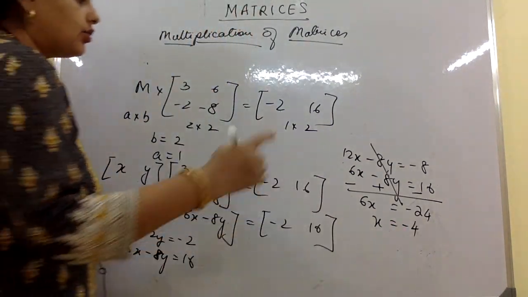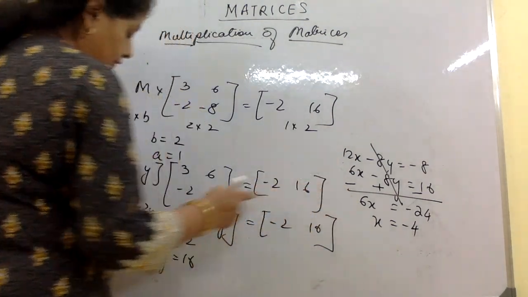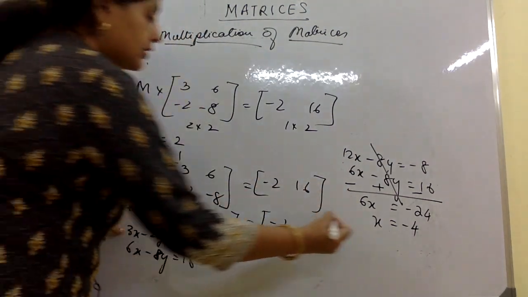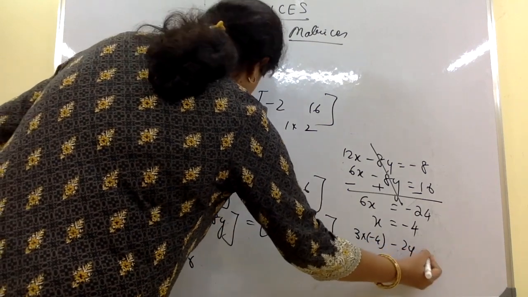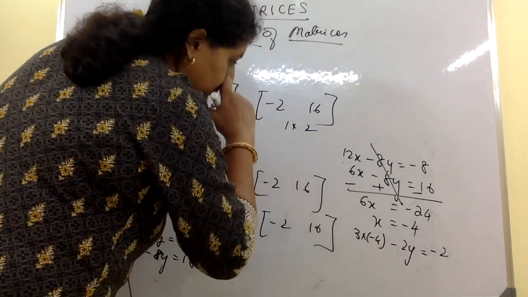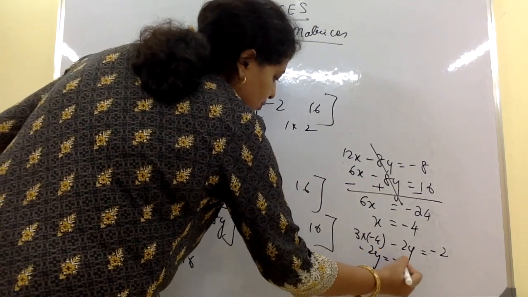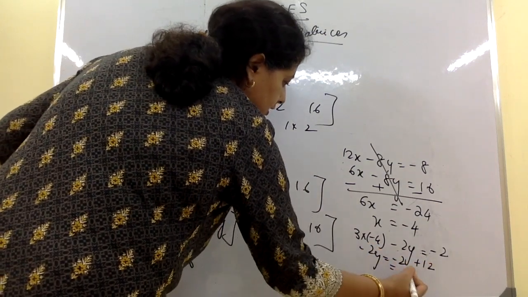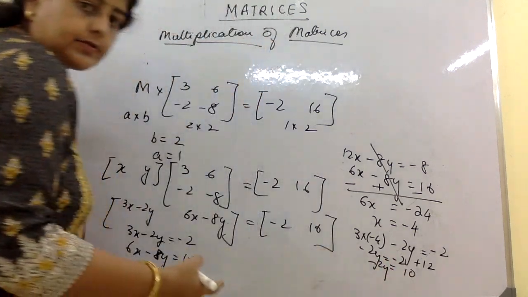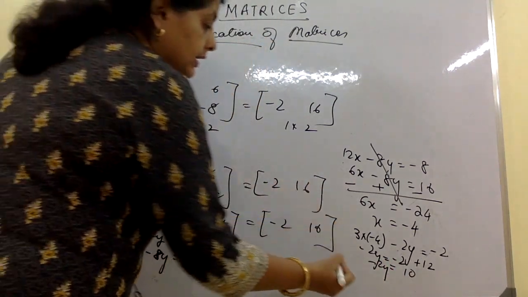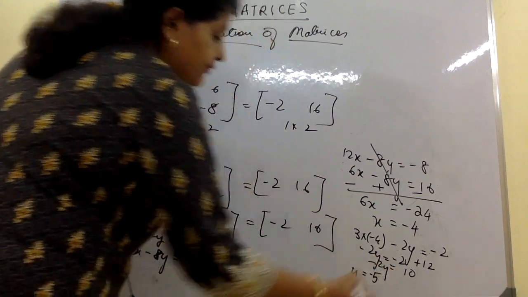And how much is y then? Just substitute in one of the simplest of the equations. So 3 into minus 4 minus 2y is equal to minus 2. So minus 2y is minus 2 plus 12, which is 10. Minus 2y is 10. Therefore, y is equal to minus 5.